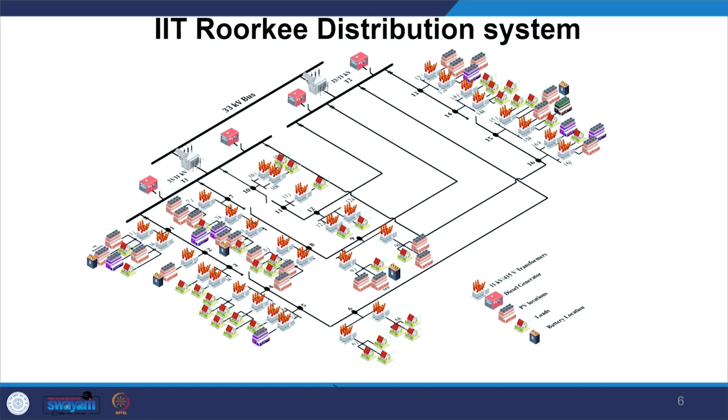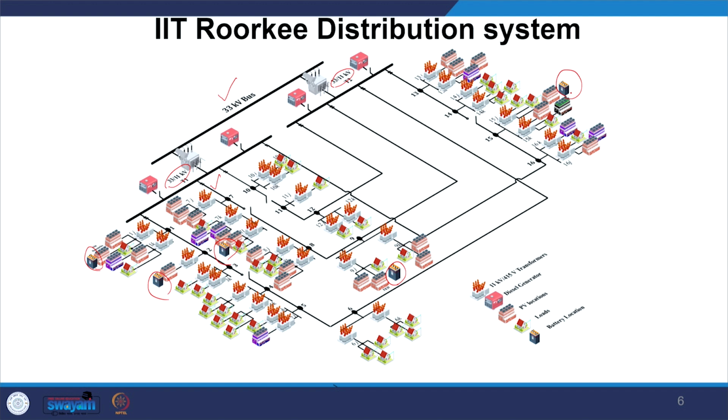Now, this is quite interesting. As you can see, the diagram represents the IIT Roorkee distribution system, and this is my 33 kV bus, which has two very important substations of 33 upon 11 kV each. Then we can see it goes further down, and there are many transformers which are 11 kV upon 415 volts, and there are a few black boxes that you can see: 1, 2, 3, 4 and 5.